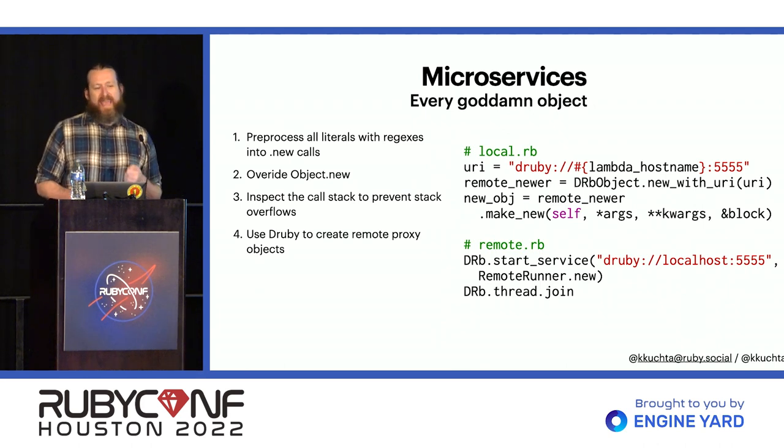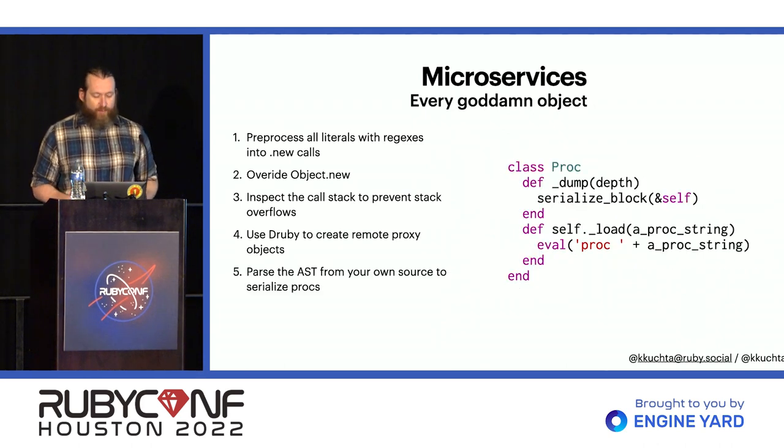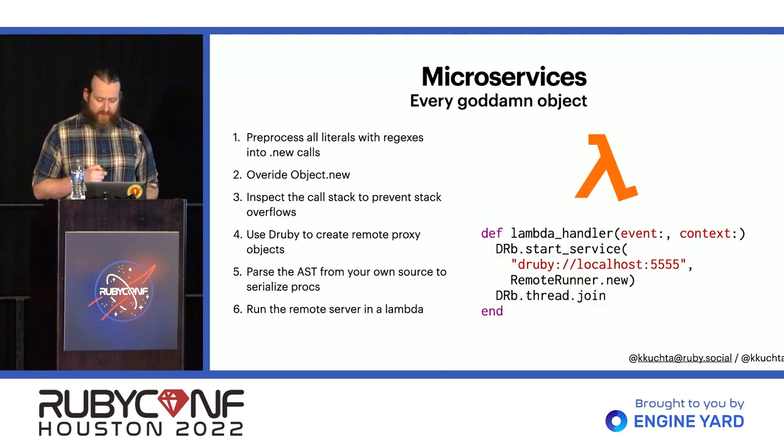Then, because we are incapable of doing anything simply, we read our own source code from disk, parsed it into an AST, transformed it, spit it back out into a string, and sent it over the wire, all just so that our remote objects could handle block arguments. Finally, in order to be maximally hipster, we shoved the remote half of this code into serverless AWS Lambda functions. Put it all together, and we've got microservices.